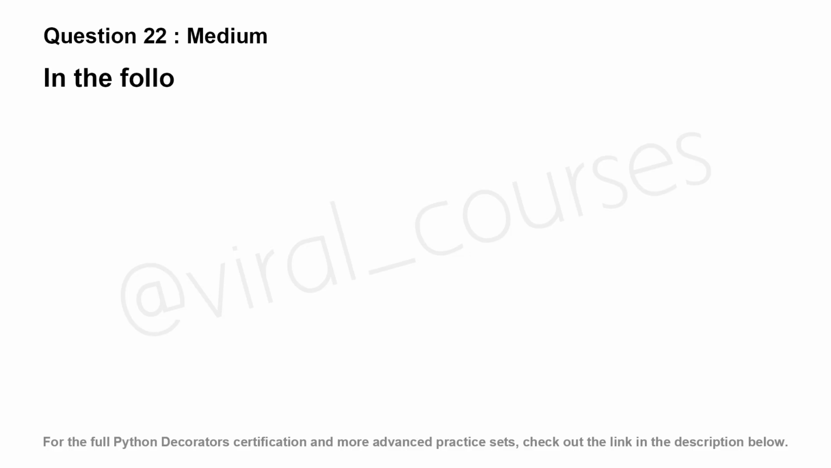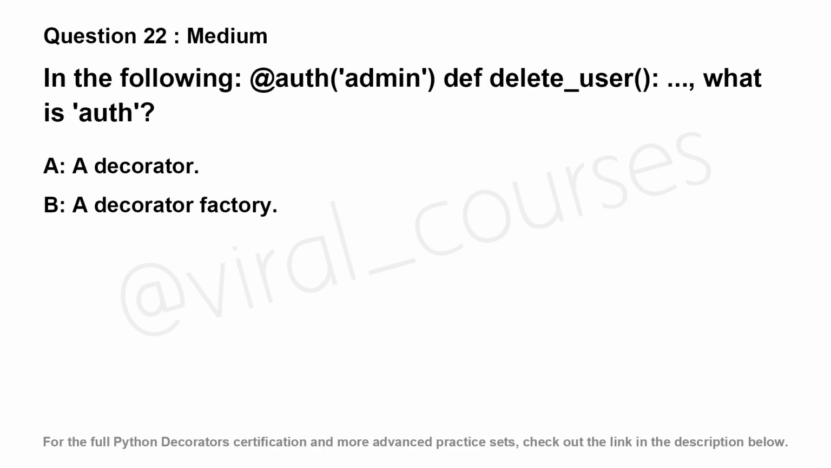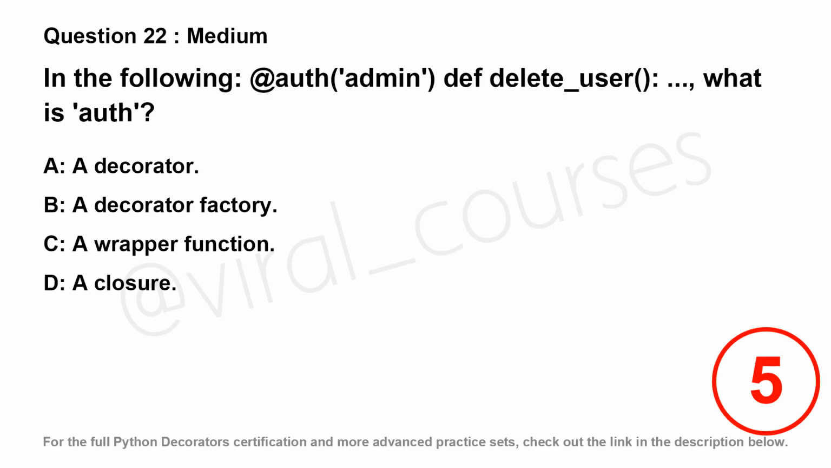In the following, @auth('admin') def delete_user, what is auth? Option A, a decorator. Option B, a decorator factory. Option C, a wrapper function. Option D, a closure.